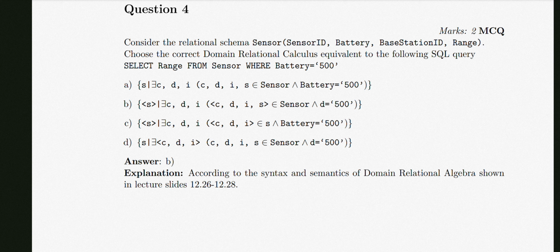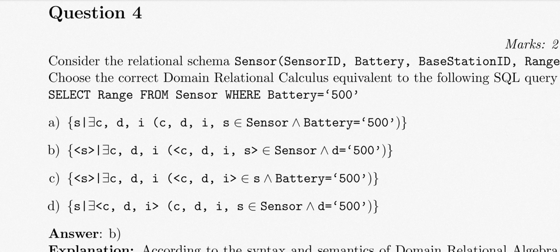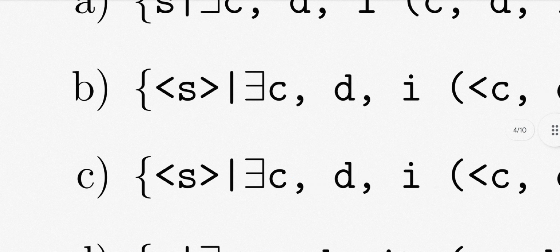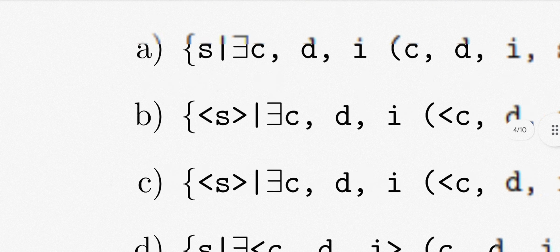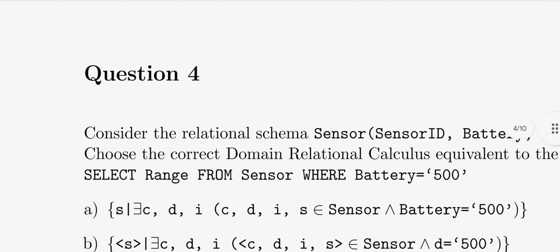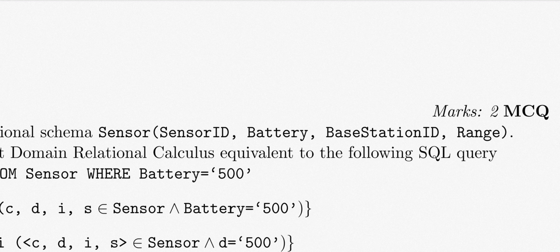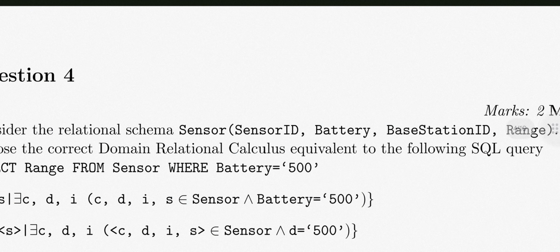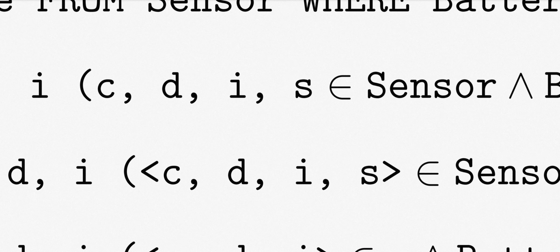This is also a similar question, but here we use domain relational calculus. For domain relational calculus, we can see such a symbol like the greater or equal to sign, and in between we write the attribute values. Here sensor has 4 attributes: sensor ID, battery, base station ID and range.